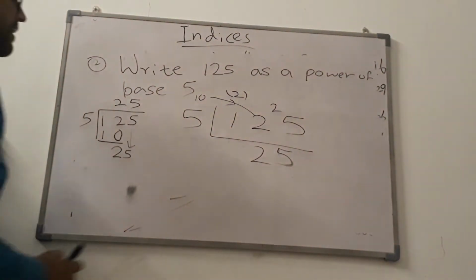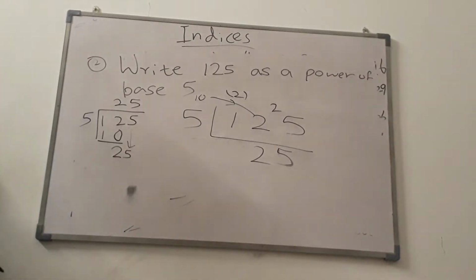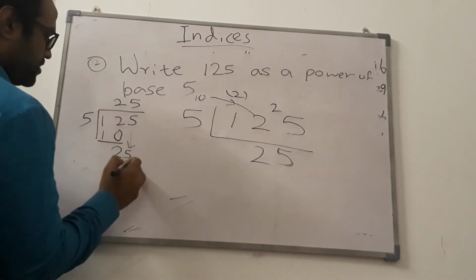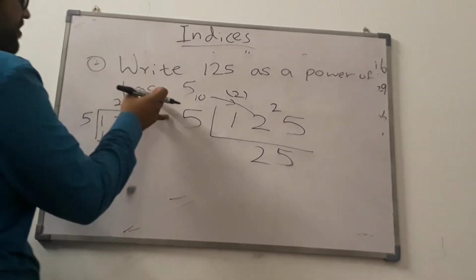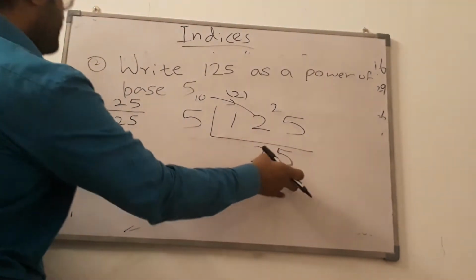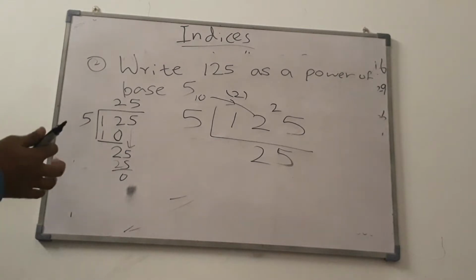Okay, so 5 times 5 is 25. Remainder is 0. So there are 25 5s in 125. Okay, so 25 is the answer when we divide 125 by 5 exactly.